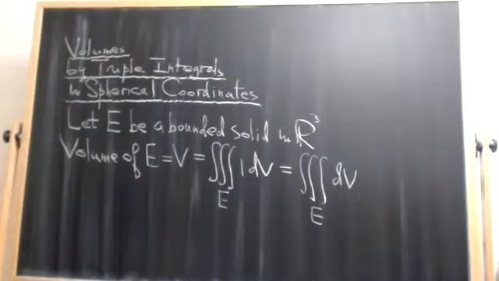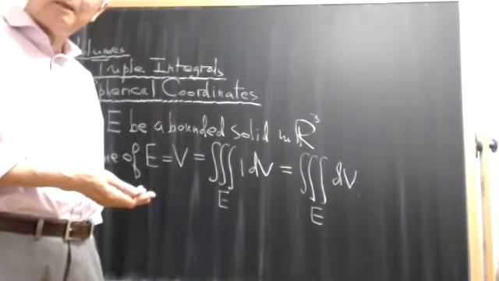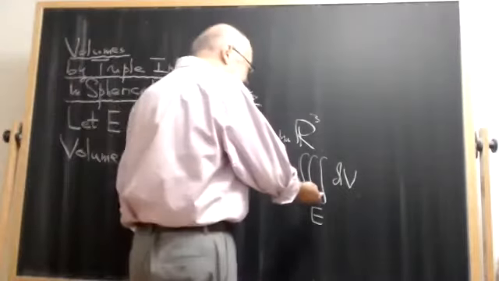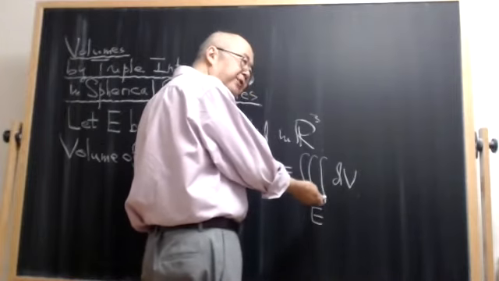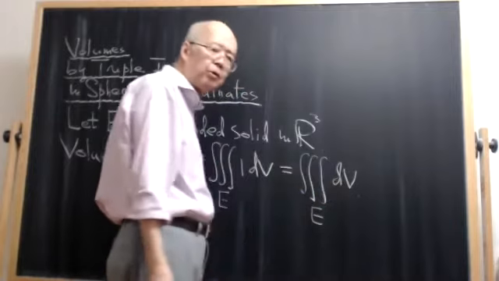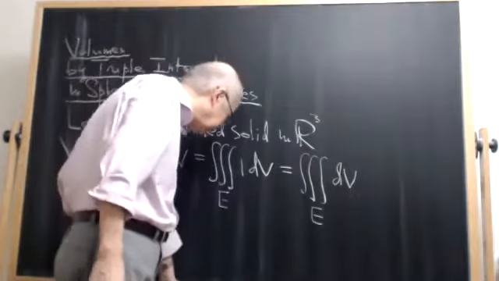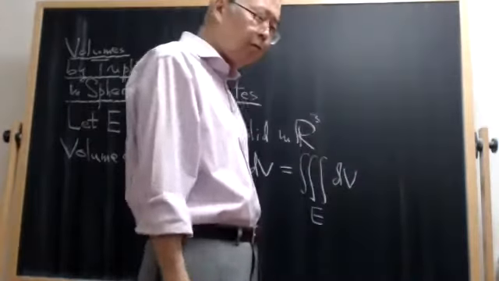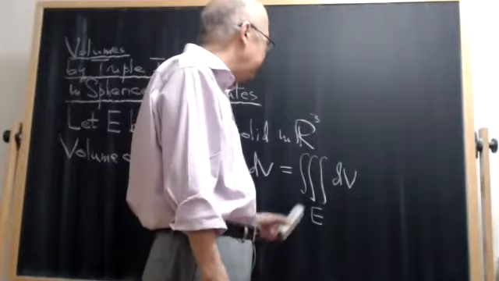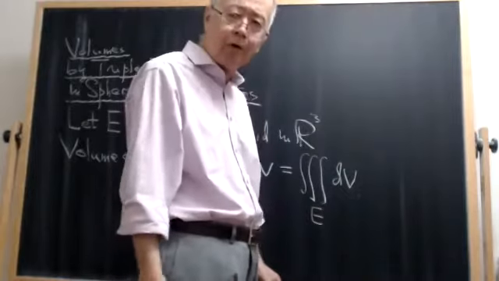This is a triple integral, a symbol for a triple integral. It is in rectangular coordinates or cylindrical coordinates or spherical coordinates. They are all denoted like this. And then if you have decided which coordinates to use, then you formulate this integral in terms of that set of coordinates.